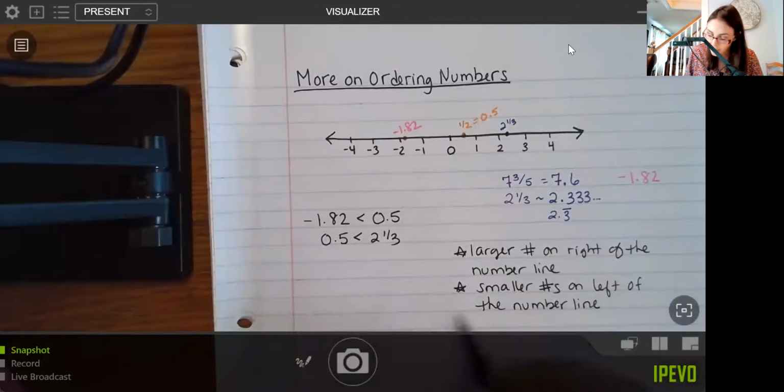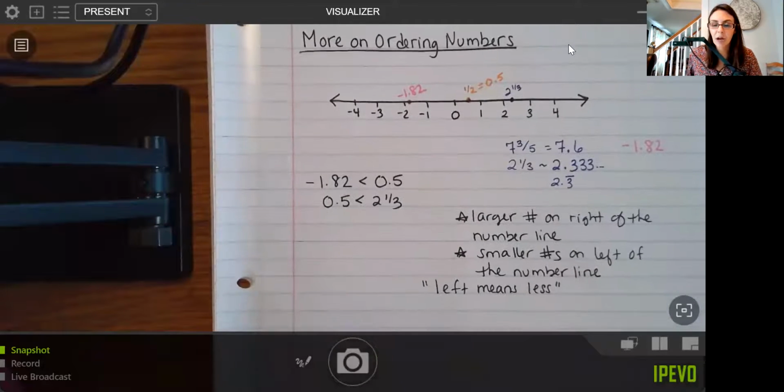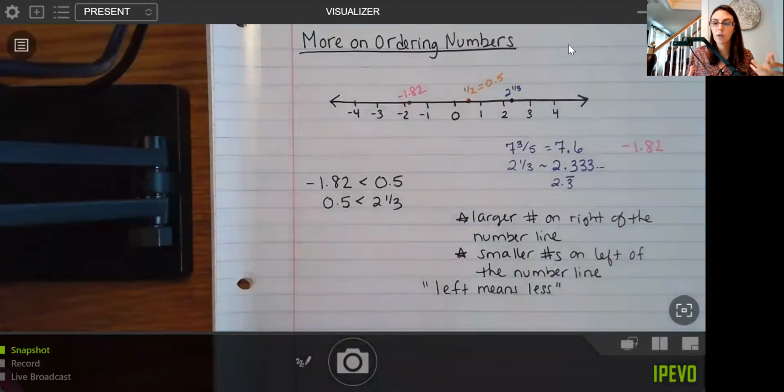So the way I remember it is I sort of think of left means less. So that's just a nice tip. If you're not really sure and a visual helps you, you can always use that number line, and that can help you figure out which numbers are bigger or smaller than the others. Again, that can be helpful.